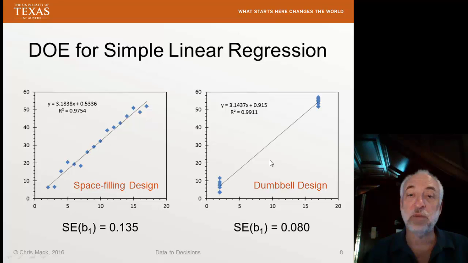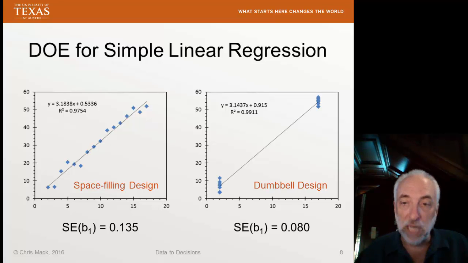Now, suppose instead I did a dumbbell design. I piled up half of the data at the minimum value, half the data at the maximum value, and then I fit a straight line. Now, in this case, the standard error of the residuals is exactly the same between these two cases. But look at the R-squared. It's much higher. Look at the standard error of the slope for this dumbbell design. It's much lower. In fact, the dumbbell designs will always minimize the standard error of the slope given a certain standard error of residuals.